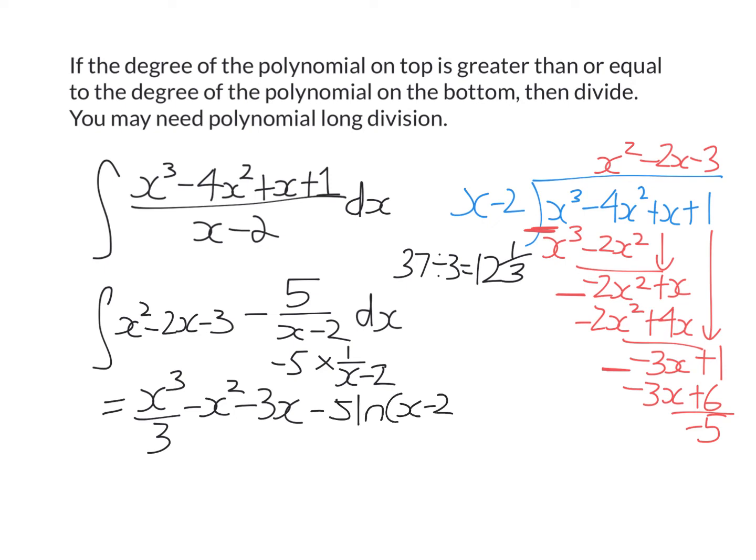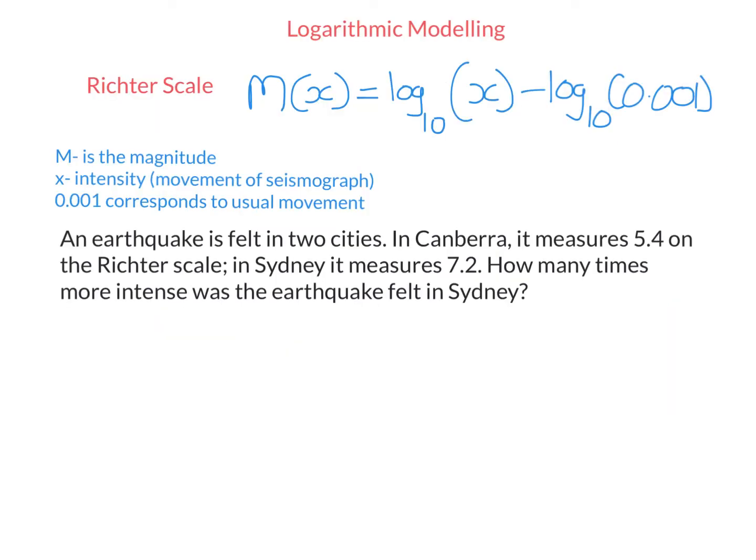We'll move on now to logarithmic modeling. So logs are used to model so many things in the real world. For this example, we're going to look at the Richter scale, which is about measuring the magnitude of an earthquake. So here m is magnitude, x is the intensity. So the way they measure intensity is the movement of a seismograph. I think it's 100 kilometers from the center of the earthquake or something like that.